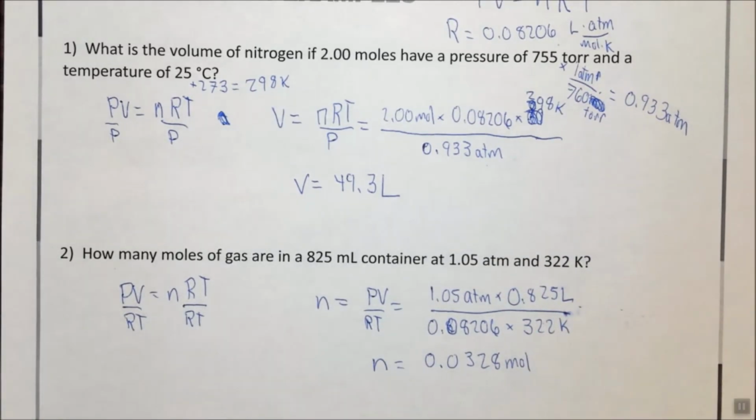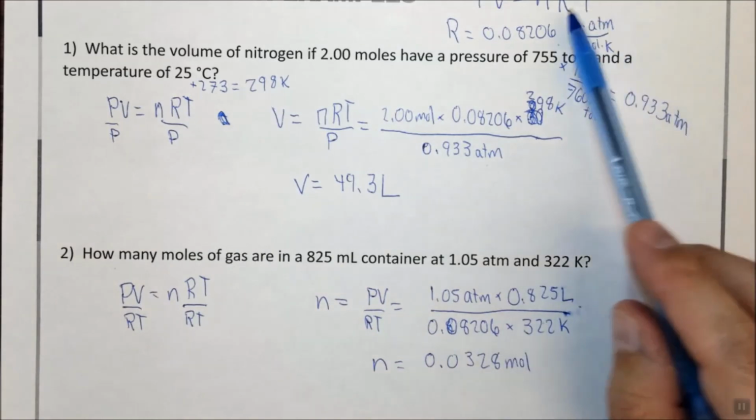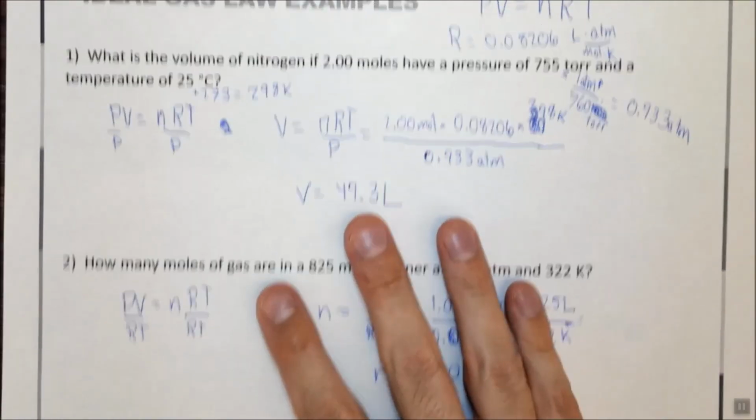In this case, we've used the ideal gas law to solve these two problems. So if you're relating two variables and holding two variables constant, you want to use the individual gas laws, such as Charles's law or Boyle's law. If you are looking for one of the variables when you have several of the others, you want to use the ideal gas law to solve that.